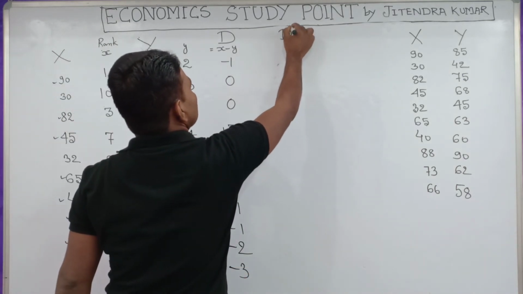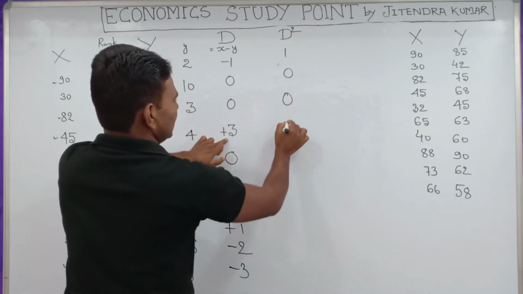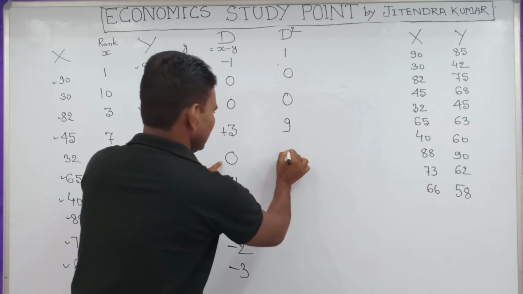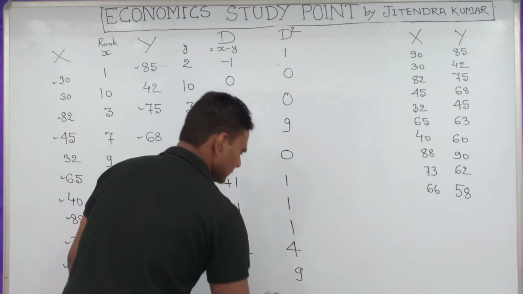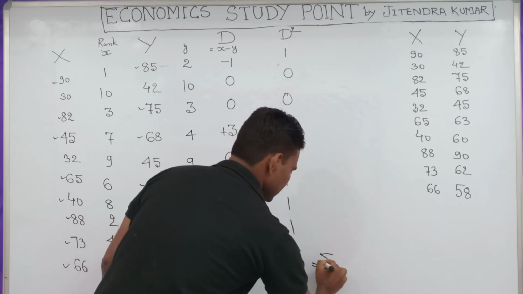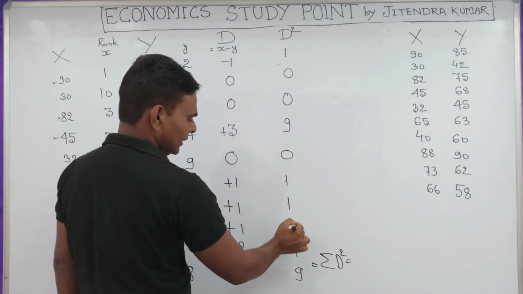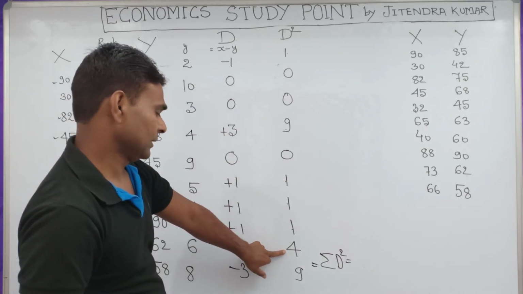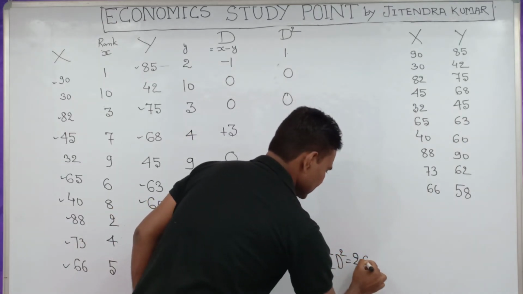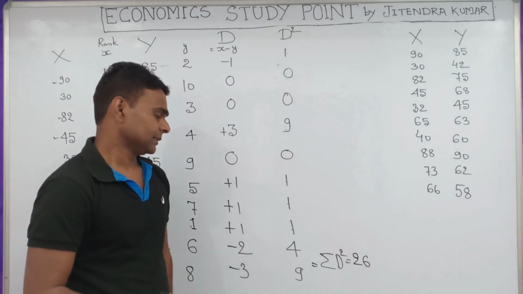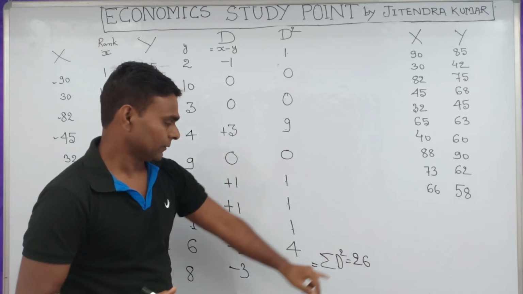D square: minus 1 square is 1, 0, 0, 3 into 3 is 9, 0, 1, 1, 1, 4, 9. Summation of D square equals 9, 1 is 10, 11, 12, 13, 13 and 4 is 17, and 17 and 9 is 26. The summation of D square, that is the sum of the squares of differences of ranks, equals 26.